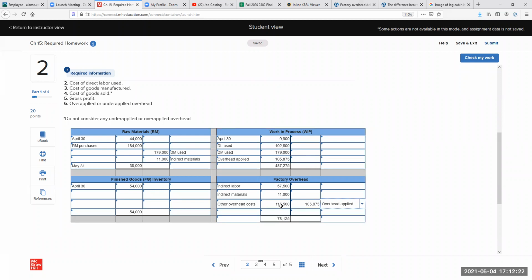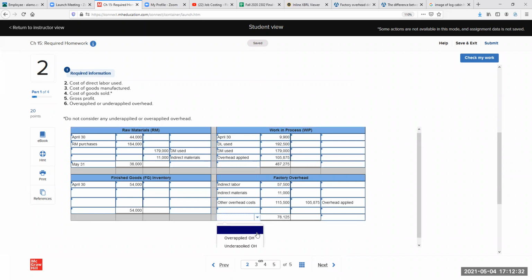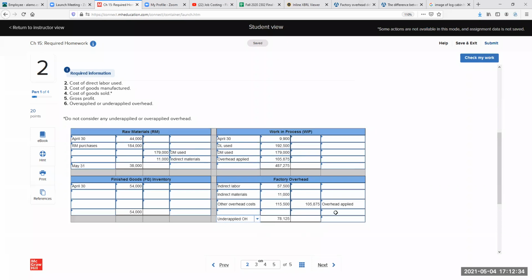And as you can see, our costs are greater than what we applied. So that means our overhead is underapplied overhead. Okay. So, I mean, we make this estimate based on our cost and education, but sometimes it doesn't always come out. And later on, we'll have to take this to cost of goods. But for right now, that's how we're going to do it.